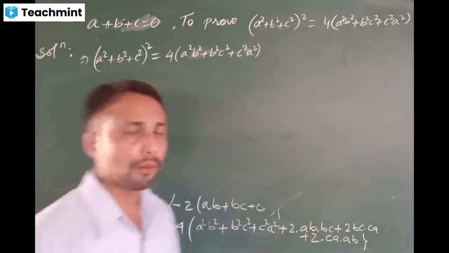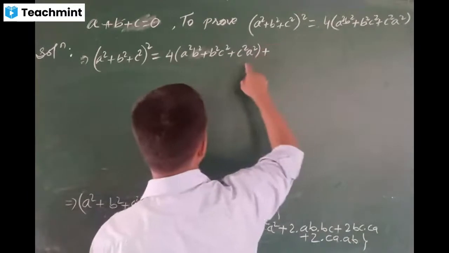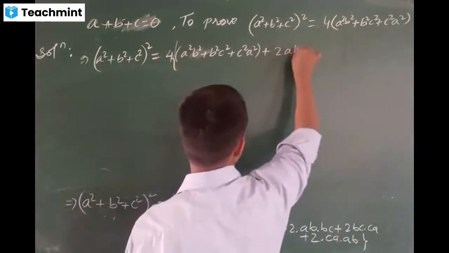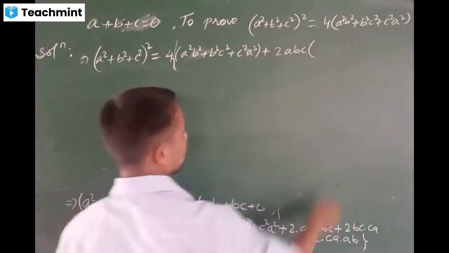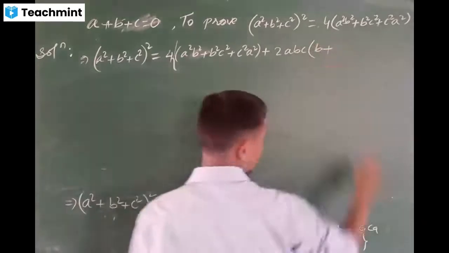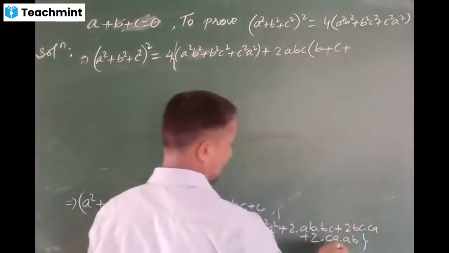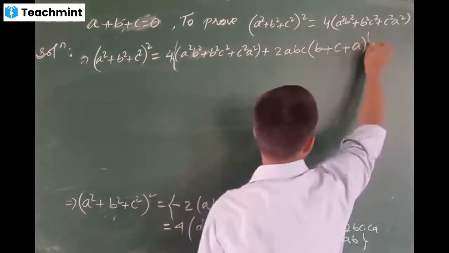We have 2 as a common factor in all the cases. So plus 2ABC common. Then inside, one B is left here, double C's are there so one C is left, and here there are double A's, so one A is left. Close.